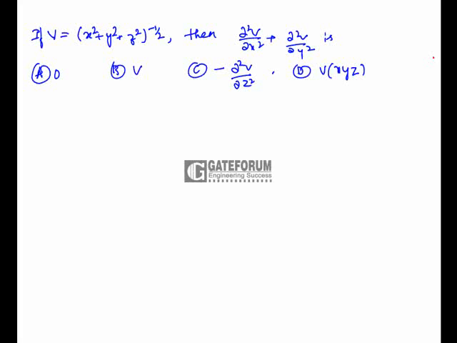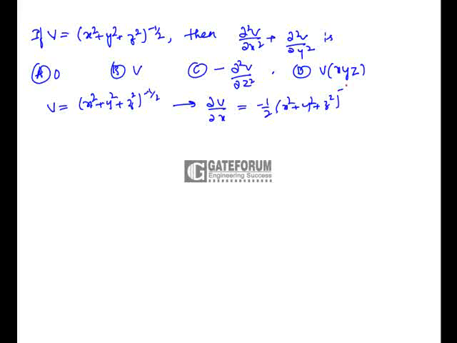V is a function which is given as (x square plus y square plus z square) whole power minus 1 by 2. And we have to find dou square v by dou x square plus dou square v by dou y square plus dou square v by dou z square. Let us differentiate it partially with respect to x, that is dou v by dou x, which will be half into (x square plus y square plus z square) whole power minus 1 by 2 minus 1, into differentiation of x square plus y square plus z square, which will be 2x, because we are differentiating partially with respect to x.